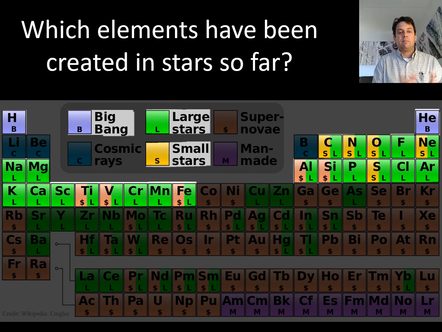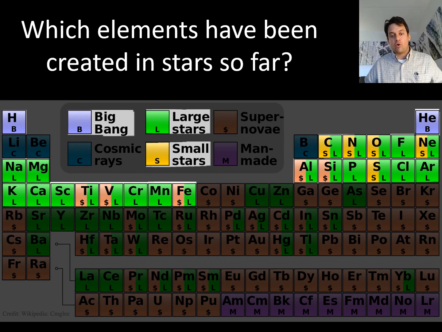So between the Big Bang, which produced hydrogen and helium, large stars and small stars, basically we now have most of the first 3 rows of the periodic table, though there are a few notable absences, right? If you squint really closely, you can see that we haven't produced lithium or beryllium yet, and we haven't produced boron yet. So those are notably absent.